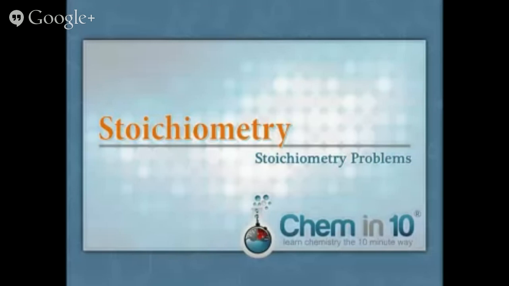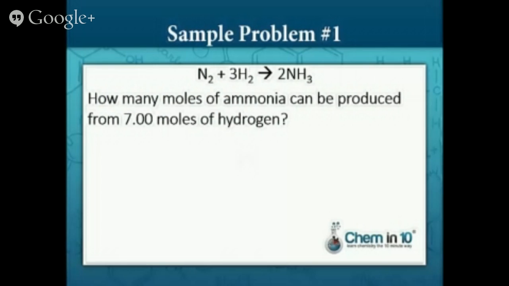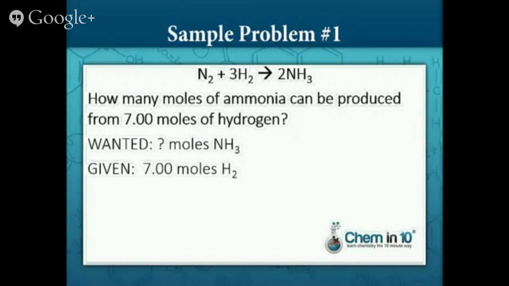We now have all the tools we need to solve any stoichiometry problem. So let's get started. Sample problem number 1. How many moles of ammonia can be produced from 7 moles of hydrogen? We want to find the number of moles of ammonia, and we're given 7 moles of hydrogen. So we need a conversion factor to go from moles of hydrogen to moles of ammonia.